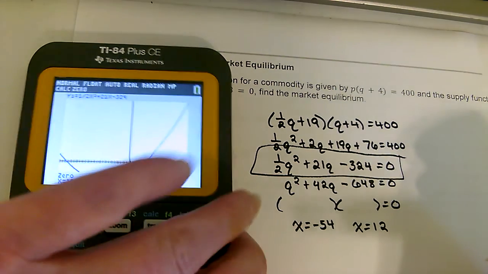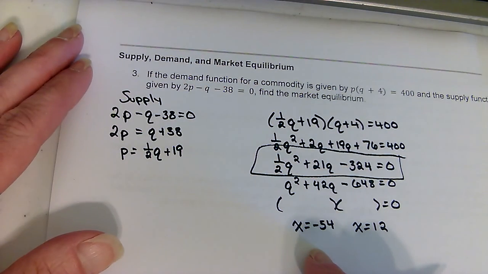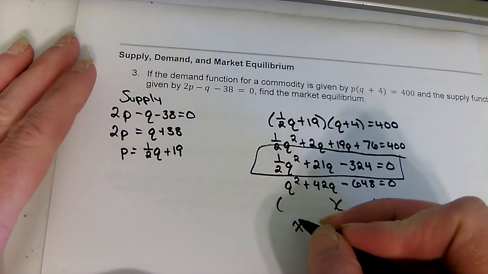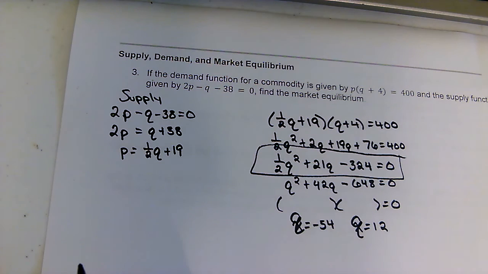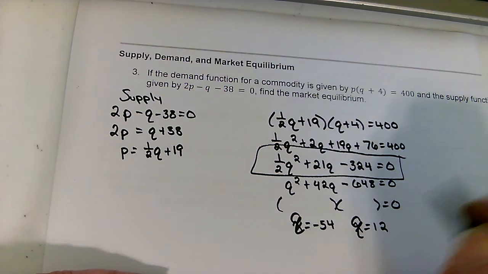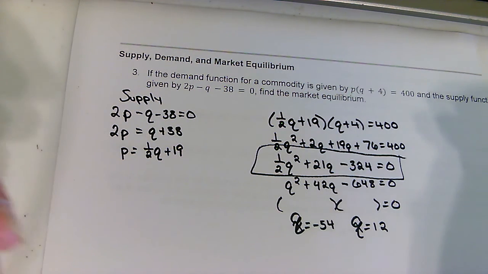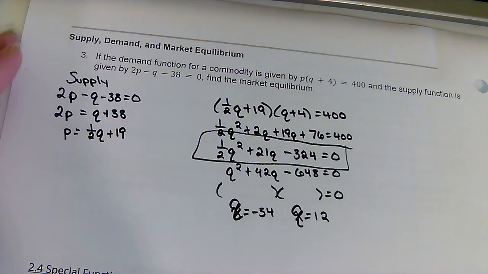I want you to think about this, though. Would it make sense to have our market equilibrium be when, oh, this would actually be Q, when Q is negative 54? No, that doesn't make sense at all. Q stands for quantity. A quantity of negative 54, that's not going to do anything. But a quantity of 12, I can go with that.